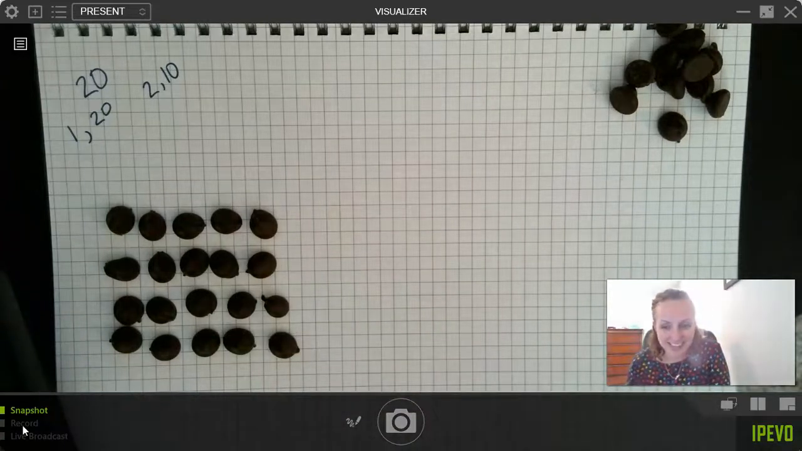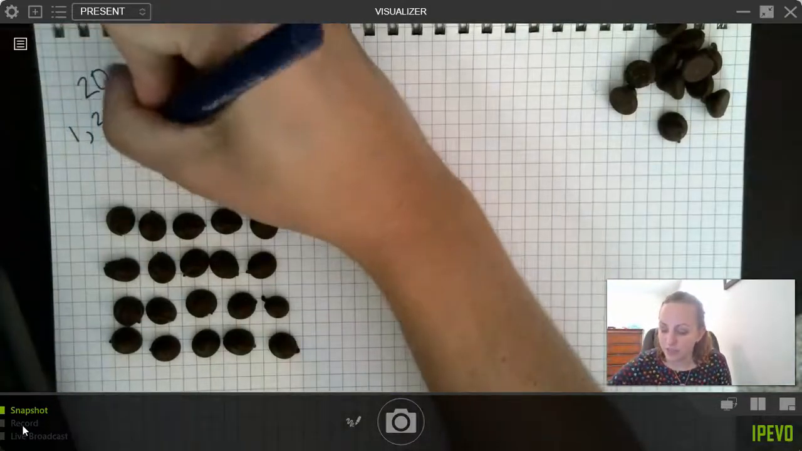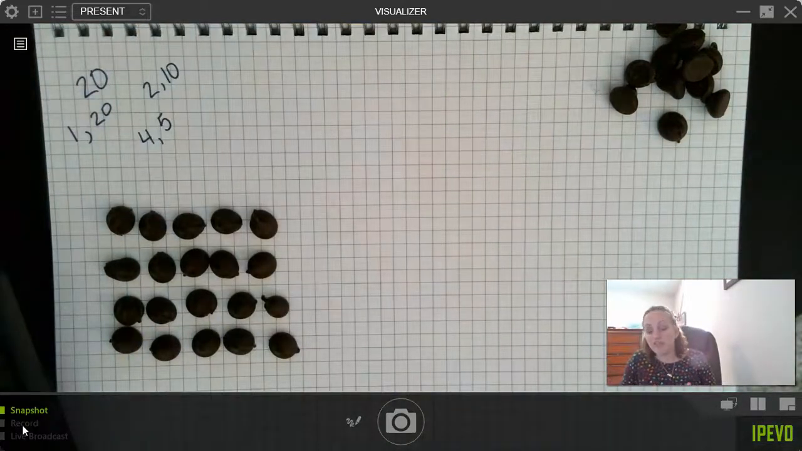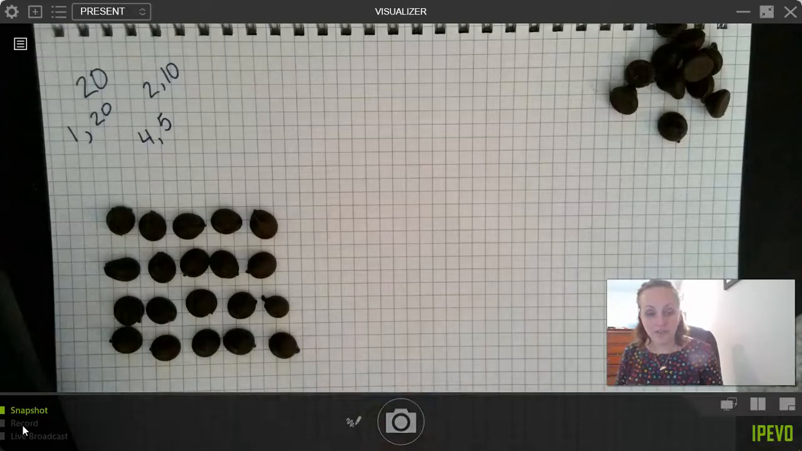Did you get it? Right? We can also have 4 rows of 5, because 4 times 5 equals 20. So right there, we've worked on arrays to find factor pairs of 20.